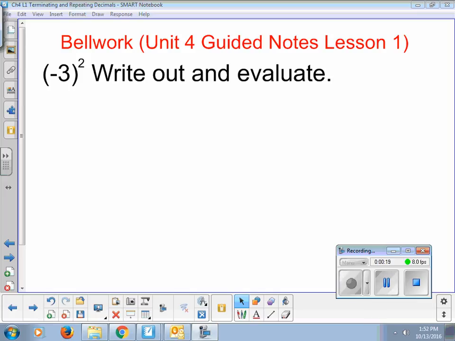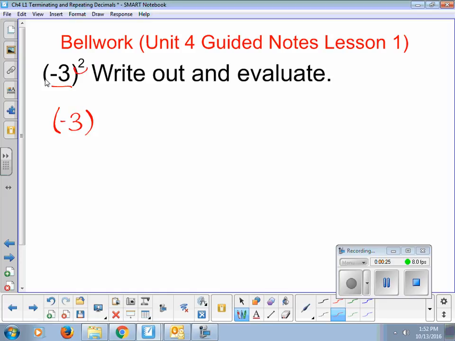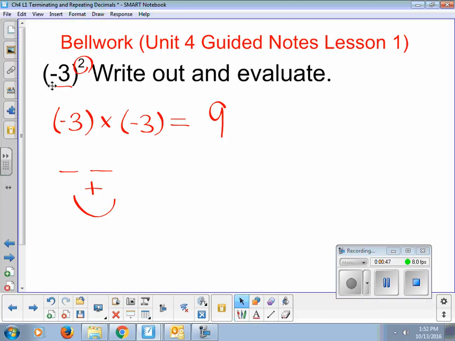Problem. If we have -3 squared, we're writing out -3 and multiplying it by itself how many times? 2. So we have -3 times -3. We have the same sign, so our answer is going to be what? If we have a negative and a negative, our answer is positive. What is 3 times 3? 9. So -3 squared is equal to 9.